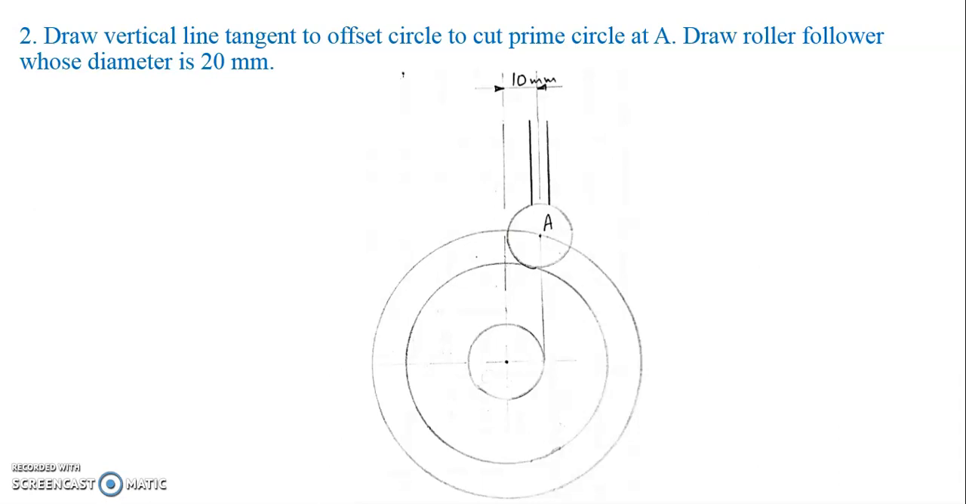Because the question said that the roller follower is offset by 10 mm to the right of the cam center. Hence I have to take the tangent line to the offset circle on the right hand side. Had they said that the roller follower is offset by 10 mm to the left, then I would take the vertical tangent on the left hand side. But here, since it is on the right, I take it on the right hand side, and hence I draw a tangent line cutting the prime circle, and there I have named that A. Then at that point I drew a roller follower whose diameter is 20 mm.